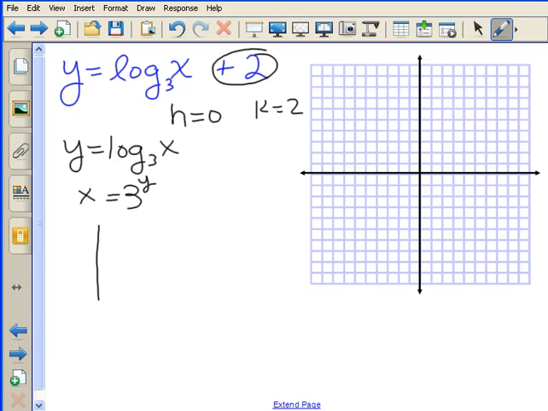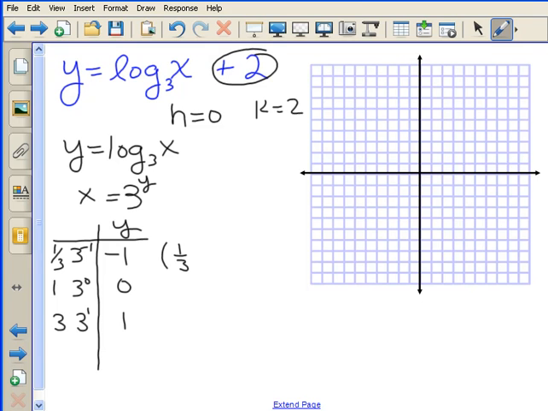We're going to make our table of values, and we're going to pick the y's. I'm going to pick -1, 0, and 1, and calculate the x's. This would be 3 to the -1, which is 1/3. This would be 3 to the 0, which is 1, and 3 to the first, which is 3. So our points on the base function are (1/3, -1), (1, 0), and (3, 1).